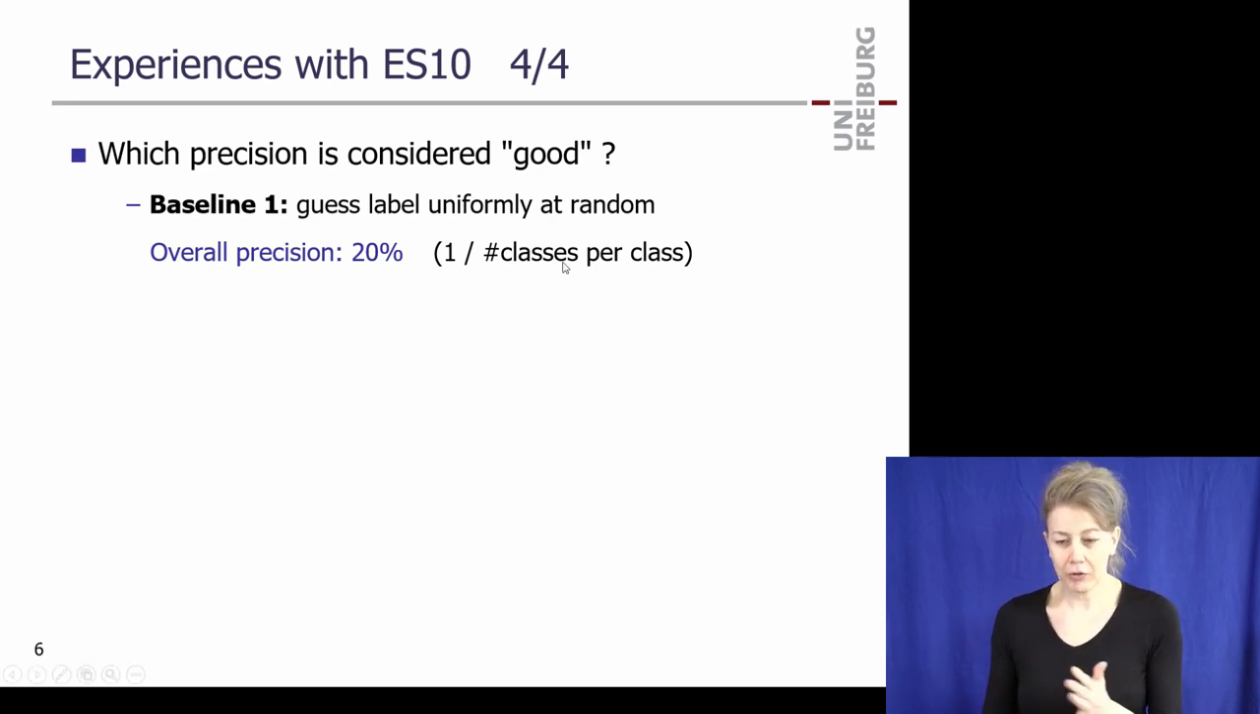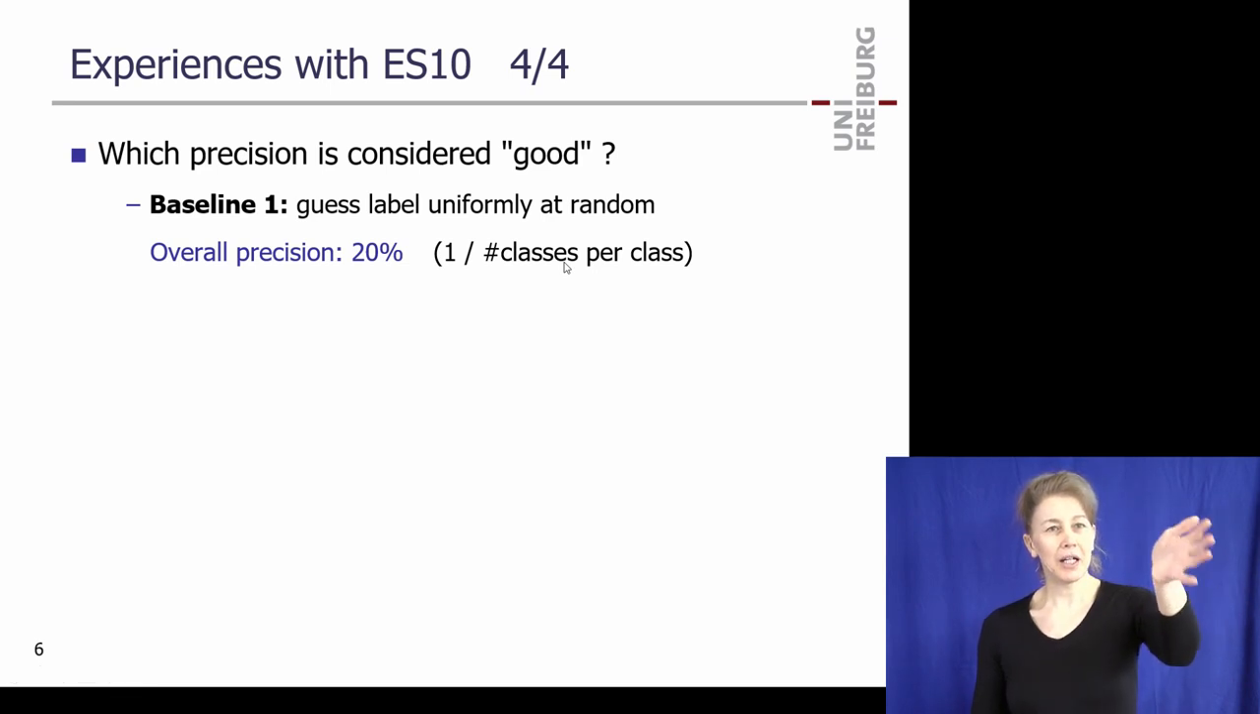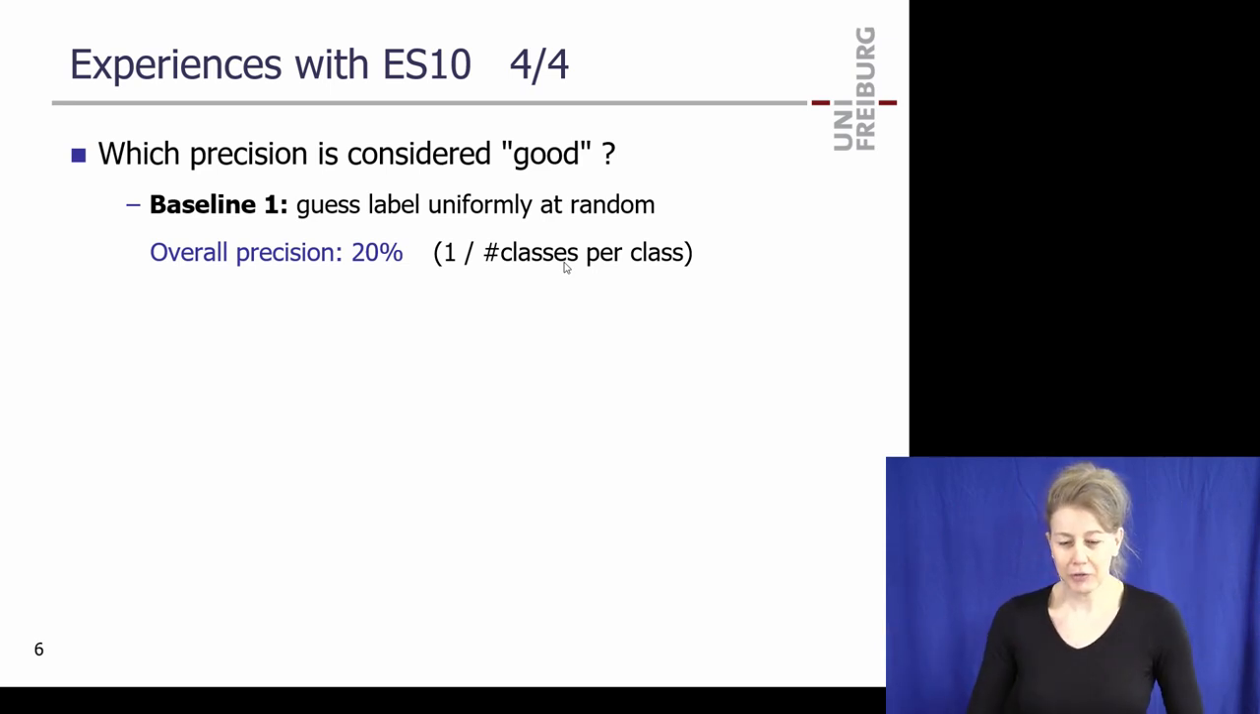You get one over the number of classes, right? Just think about it. I have a movie. I have no idea. I don't even look at the words, and I just roll a die with five faces, and I say comedy. Chances are one over five that I'm right.